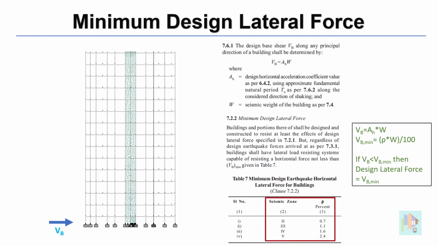If we check table 7, we can notice that for higher zone, minimum design base shear value is also higher, which means lateral frames are designed to resist larger force with enough residual strength. We need to cross-check the calculated VB with this VBmin value before we distribute that force at story level.